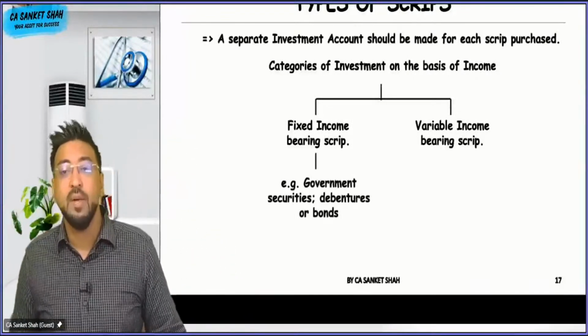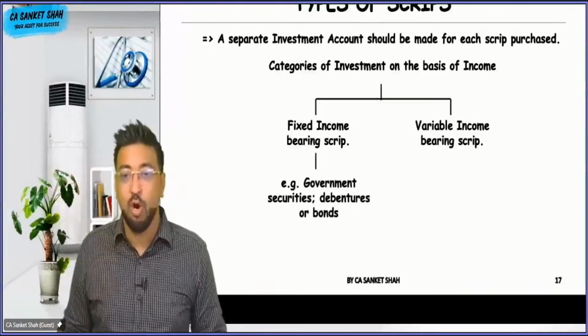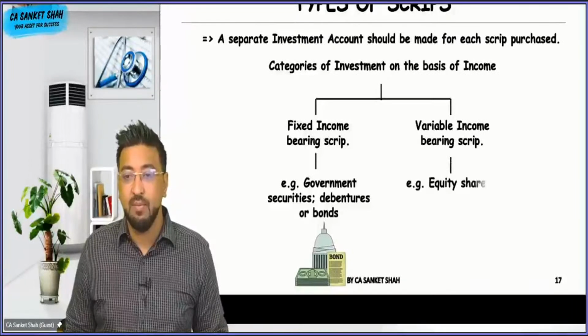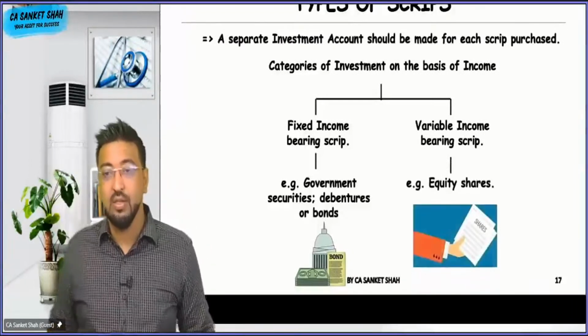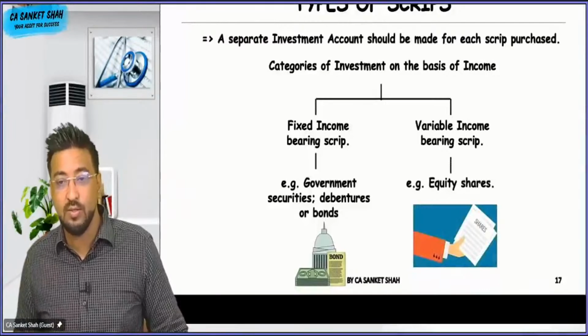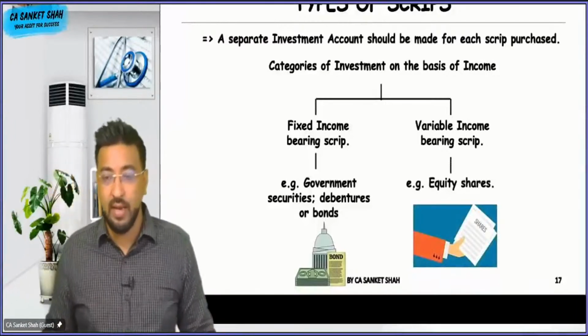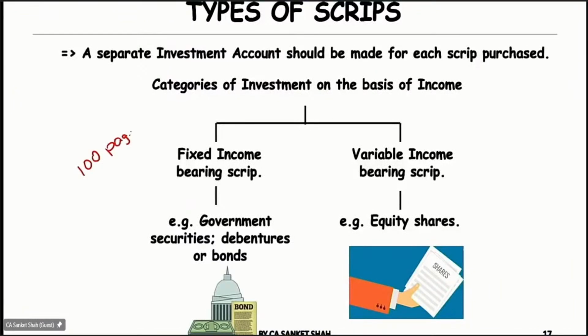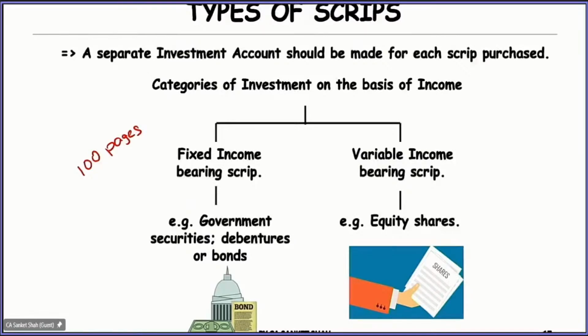So fixed income bearing script: debenture securities or debenture bonds. And variable income bearing script, example equity shares. So you can take a screenshot of this. It is 100 pages. You can take screenshots.